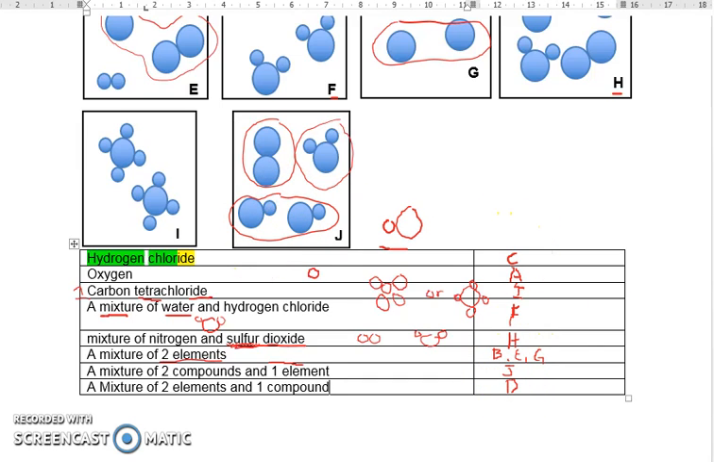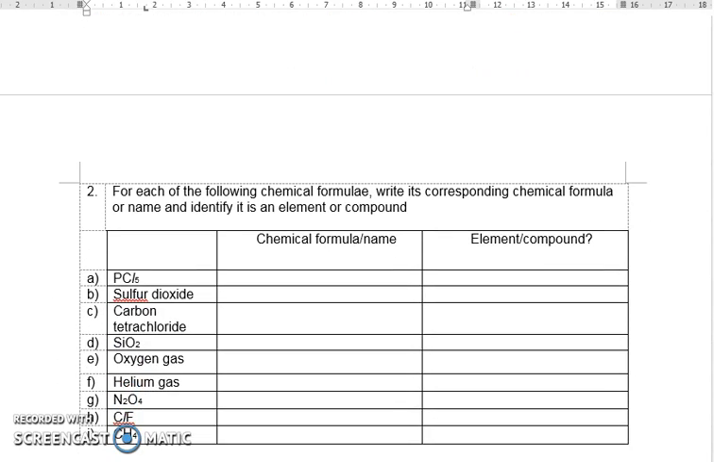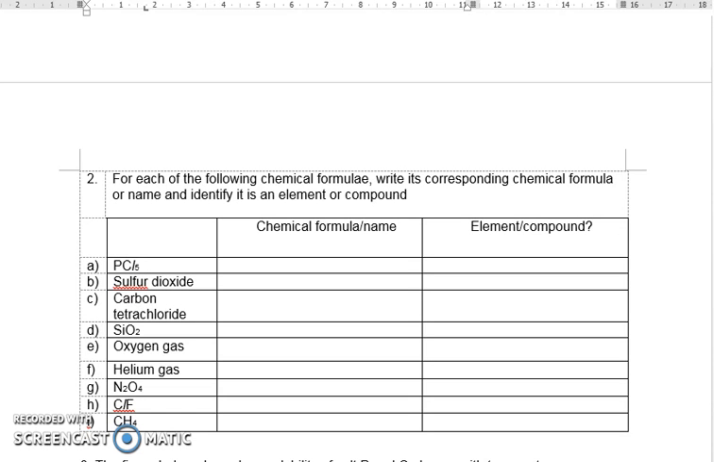So for question 2, we're looking at chemical formula and whether or not it's an element or compound. So compound is very easy to identify as long as it has 2 different chemical symbols. Now we can find the chemical symbol from the periodic table. So PCl5 is a compound.